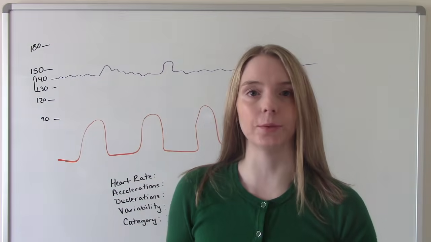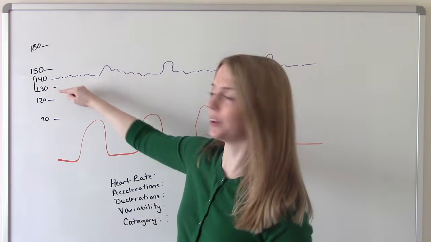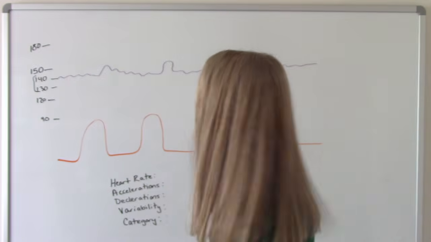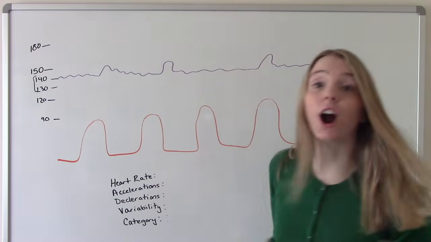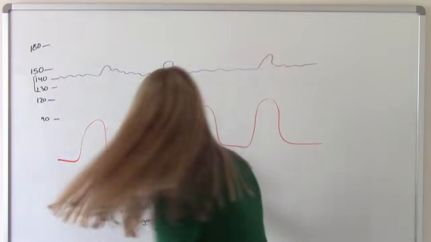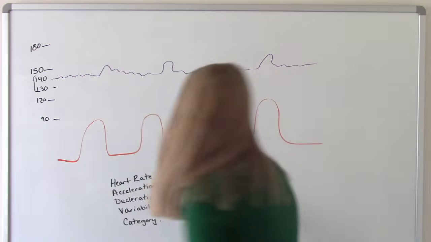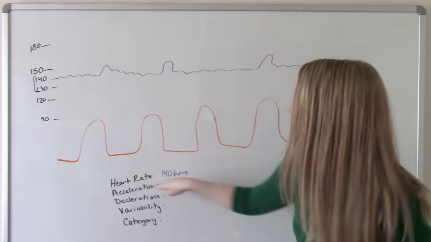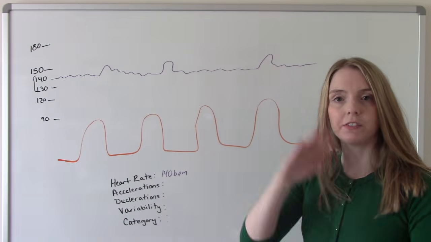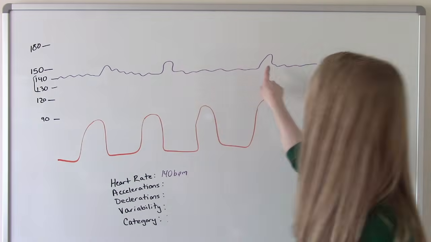Okay, now let's try another one. I did add some things onto our grid. These aren't normally on the grid, but I wanted you to be able to see them. So our first one is, what is our heart rate? If we look here, it's 140. Are there any accelerations present? So any 15 by 15s? Oh yeah, look, there's quite a few. 1, 2, 3.